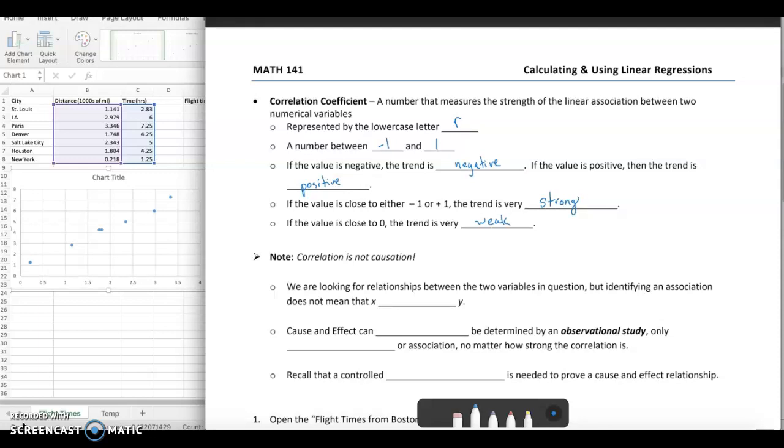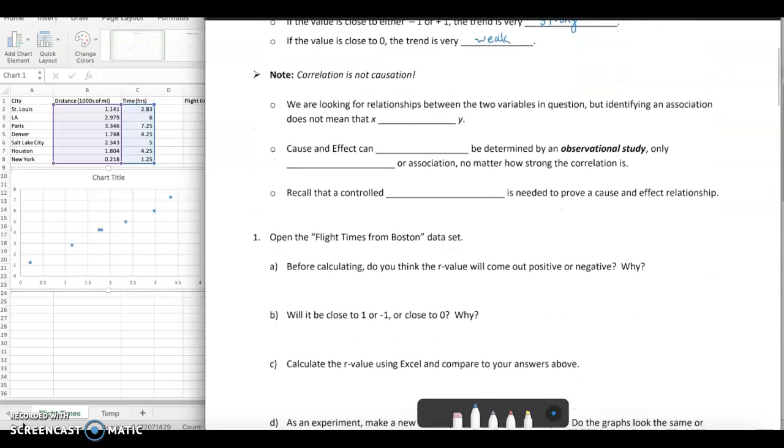An important note to make at this point, though, is that correlation does not mean causation. We are looking for relationships between two variables in question, but identifying an association does not mean that X causes Y. Cause and effect cannot be determined by an observational study. Only correlation or association, no matter how strong the correlation is.